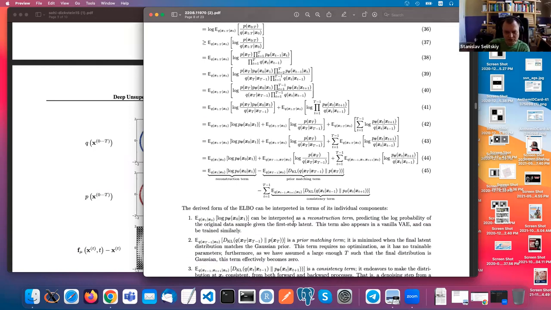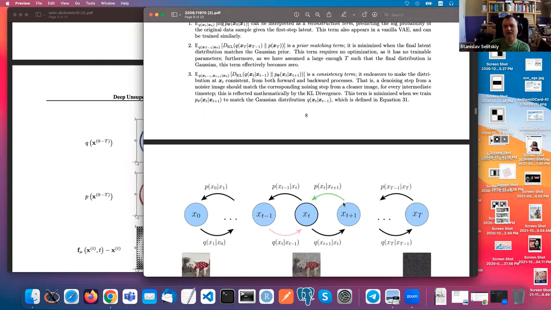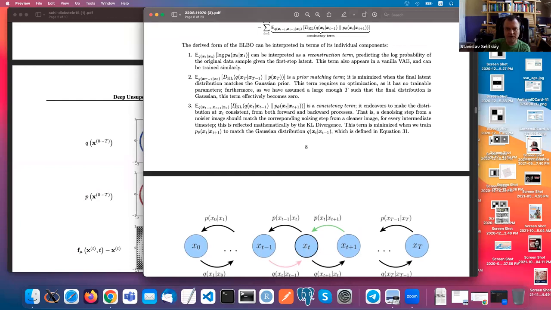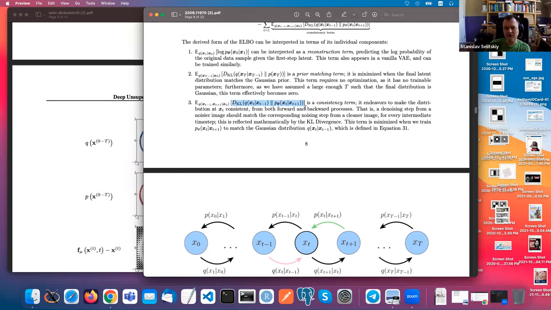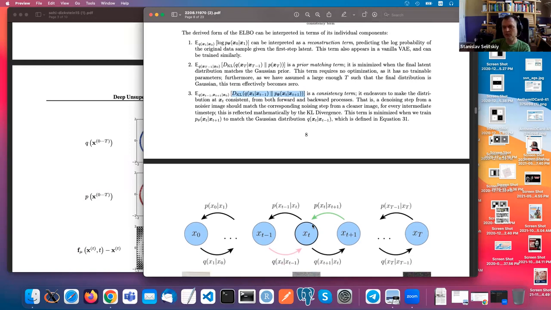So they show it down there. Basically they add in this divergence. So we have this term. On each step, we're trying to minimize the divergence between the reconstruction from the depths and the destruction from the top, and we try to teach this decoder to be the inverse of this.